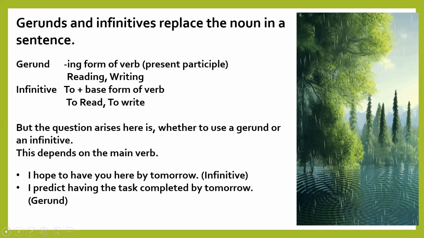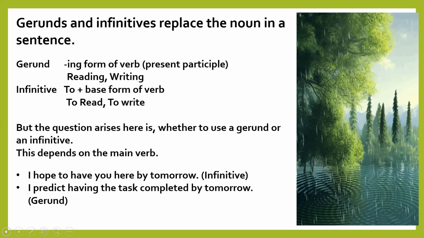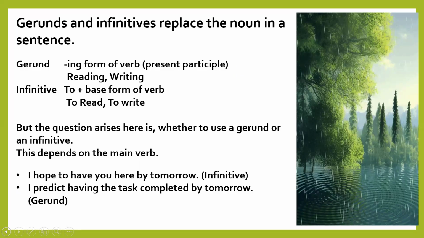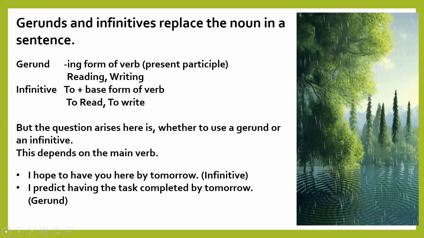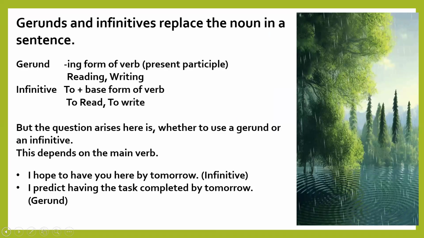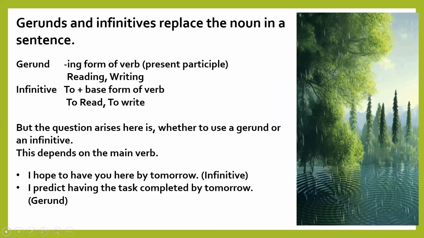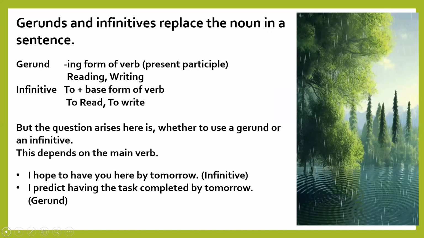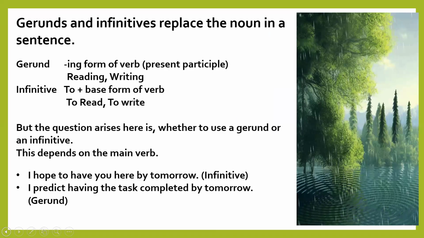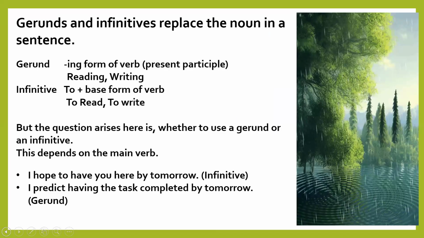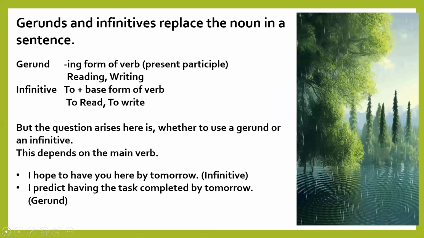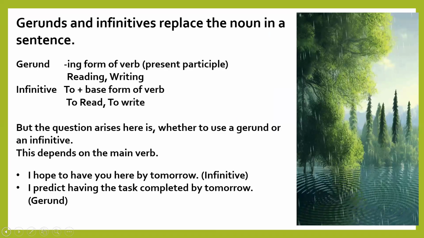But the question that arises here is whether to use a gerund or an infinitive. In our sentences, how to use and whether to use a gerund or an infinitive, this question may arise. This depends on the main verb. A few verbs take an infinitive and a few specific verbs take gerunds. For example, I hope to have you here by tomorrow. Here the verb hope takes the infinitive to have. Next example: I predict having the task completed by tomorrow. So the verb predict takes a gerund.